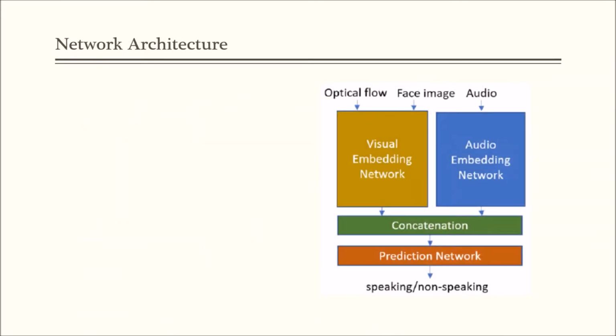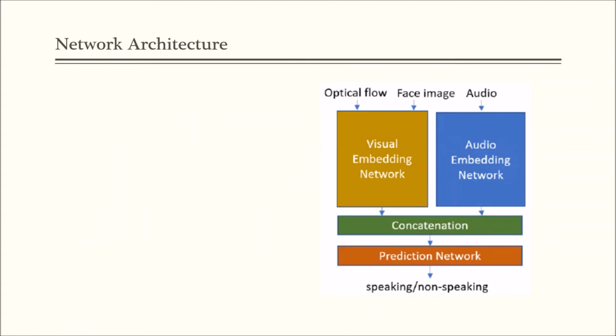Based on this observation, we propose an end-to-end active speaker detection framework. The inputs are three sequences: optical flow, face image, and audio feature. Here the audio feature refers to the mouth spectrogram. We concatenate the visual embedding and audio embedding and feed them into the prediction network. Here the prediction network is an LSTM, a long short-term memory network. The audio embedding is a MobileNet. The output is a binary label: speaking or non-speaking.